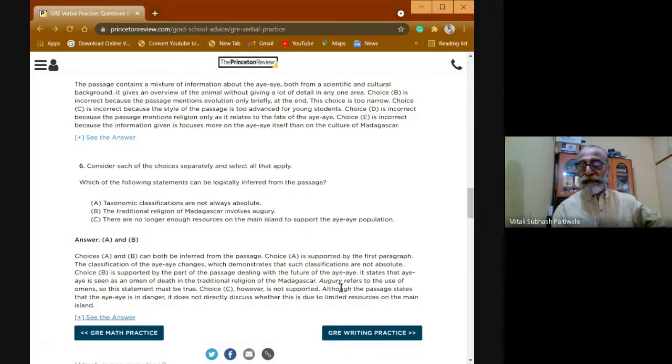which is augury. Augury refers to the use of omens. So this statement must be true. Whereas choice C, however, is not supported. Although the passage states that the animal is in danger, it does not directly discuss whether this is due to limited resources on the main island. It is not completely discussed. So hence choices A and B are inferred from the paragraphs.